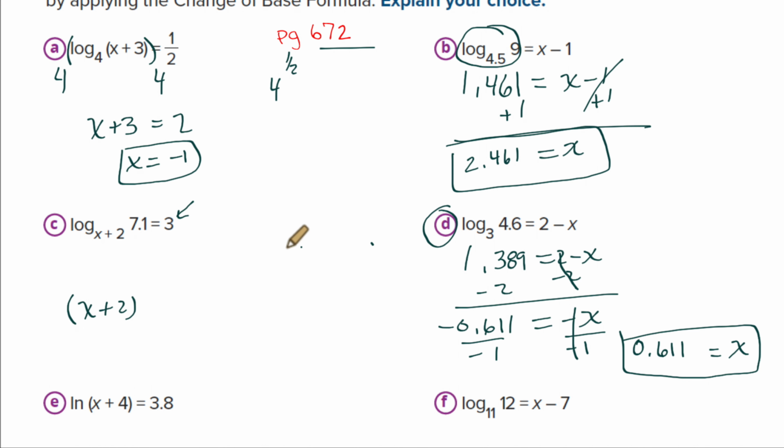The exponent's right there, right? In a logarithmic equation. So that means that (x + 2)³ will equal 7.1. Do we know how to solve this? Well, let me remind you how to solve this.